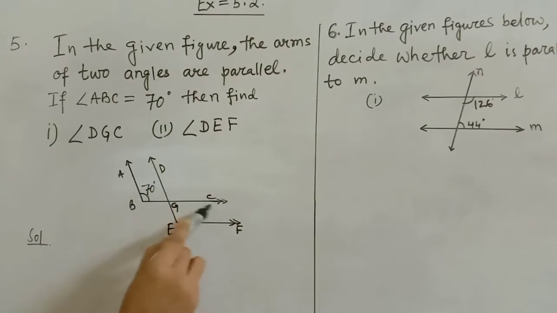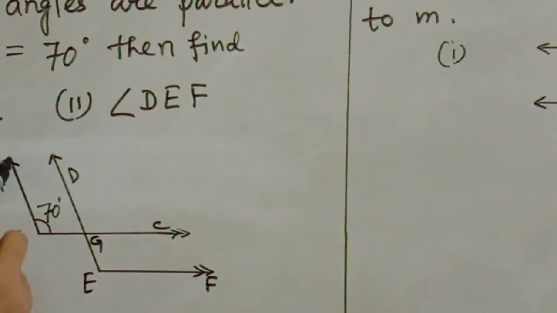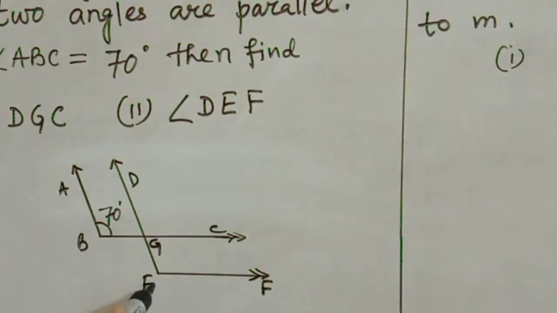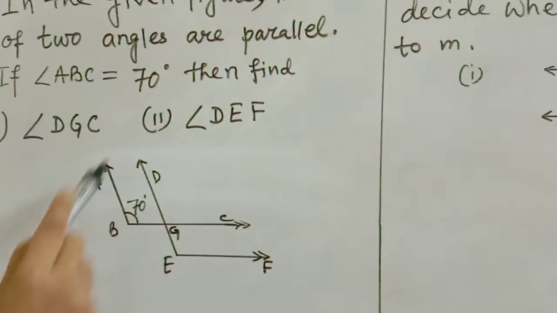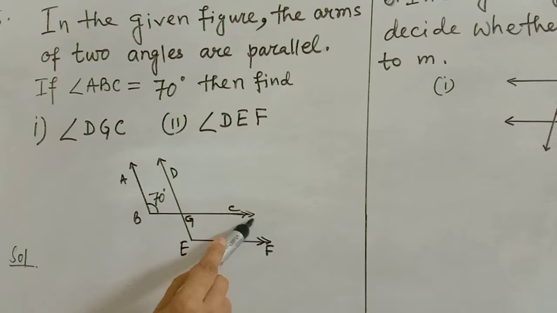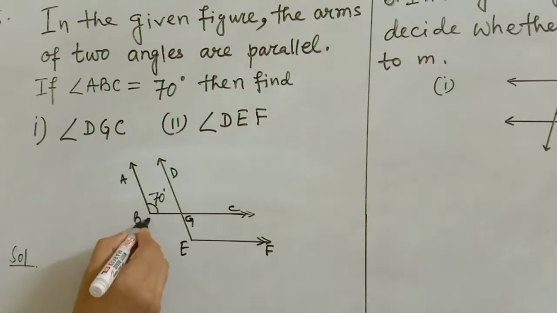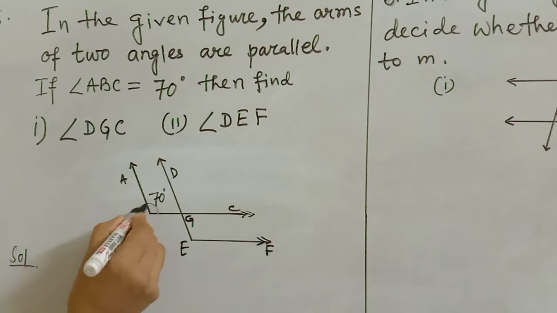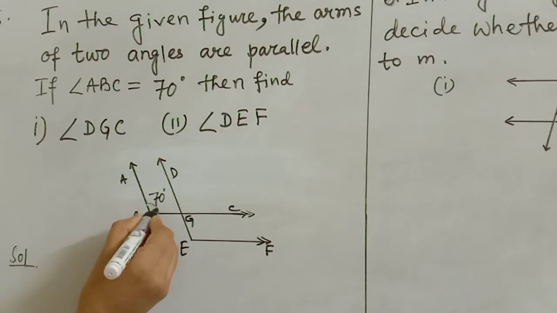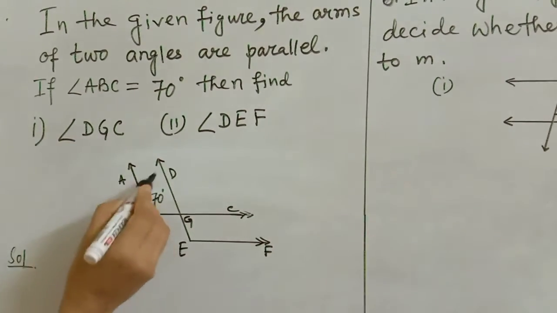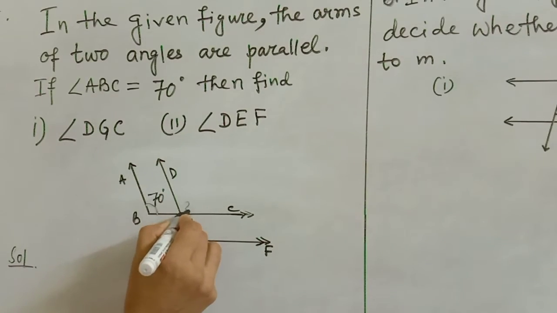First of all, concentrate on this figure. Here AB is parallel to DE and BC is parallel to EF. Arms of the two angles are parallel. This line and this line are parallel, and BC is parallel to EF. And also given angle ABC is 70 degrees. So you have to find angle DGC first.